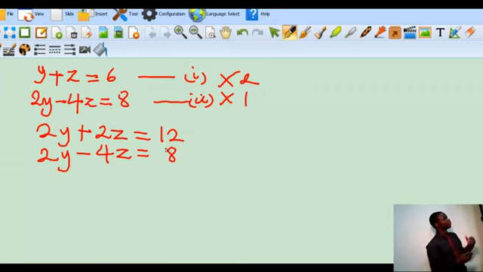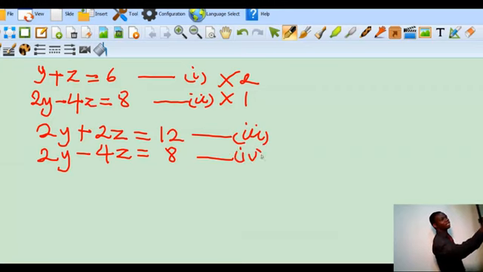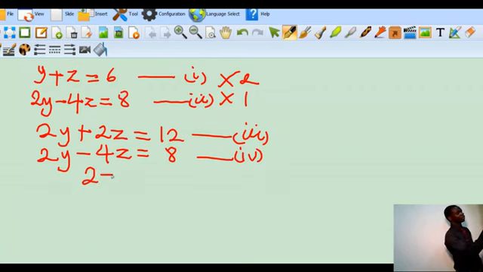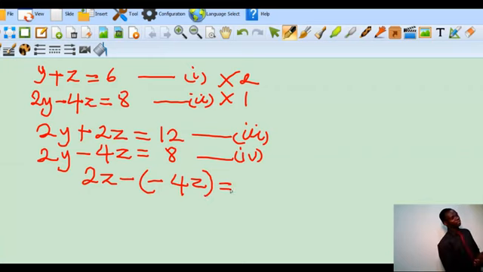Now, in order to eliminate y, for example, let us subtract. Let's call this equation 3 now, and this equation 4. Let us subtract equation 3 minus equation 4, and let's see. Now, we have 2y minus 2y. It means that the first unknown is gone. Then you have 2z minus 4z, is equal to 12 minus 8. And 12 minus 8 will give us 4.